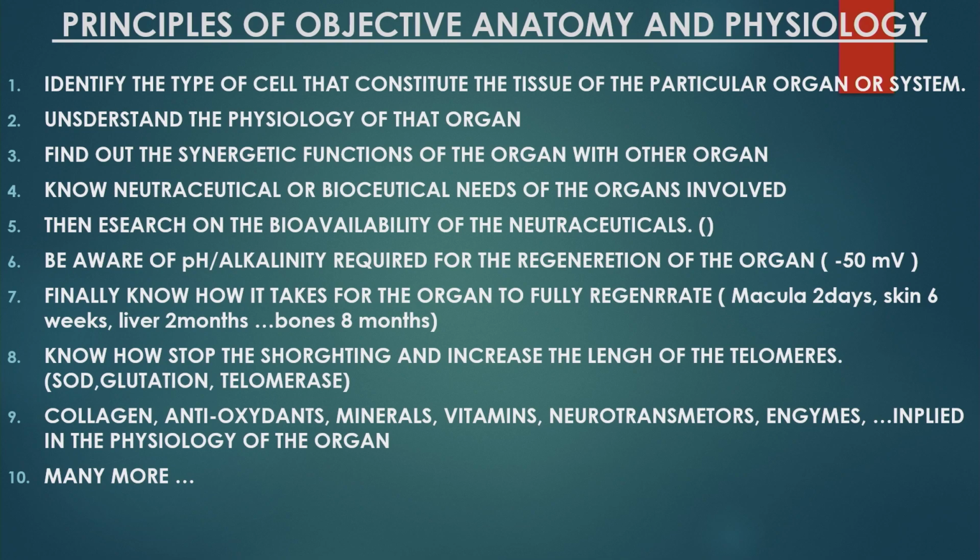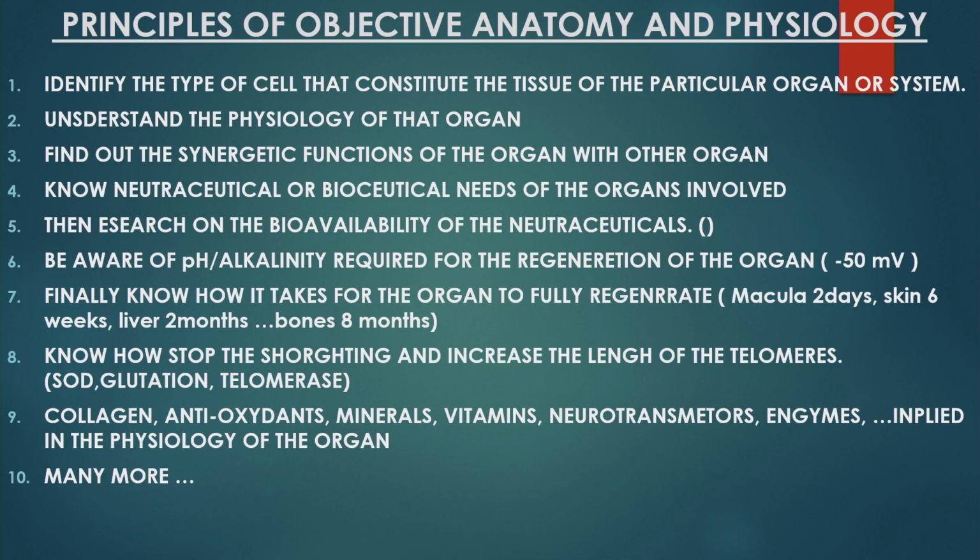If it's a pancreas, you got to know the kind of cell it is. If it's the eye, you need to know the kind of cell. If somebody has Alzheimer's, a brain problem, you got to know that this is a neuron, okay? The nervous cells. Number two, understand the physiology of that organ. You got to know how the organ functions, okay?